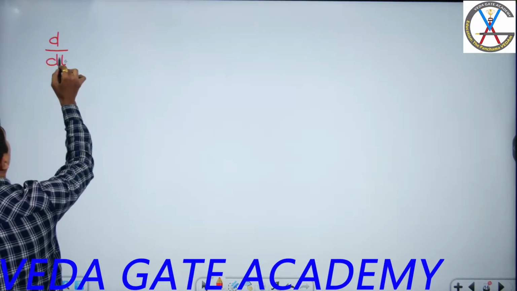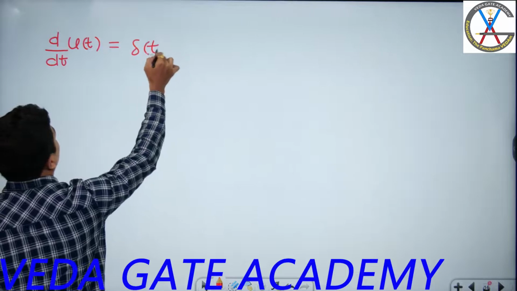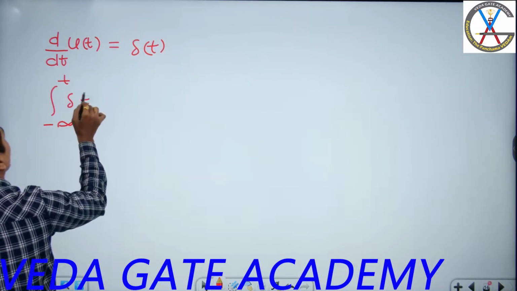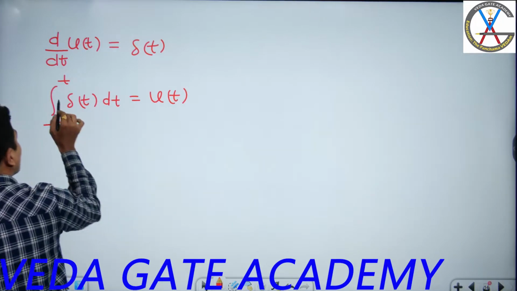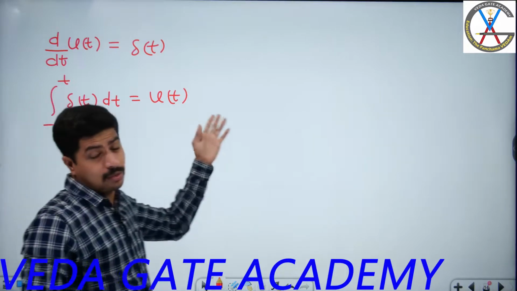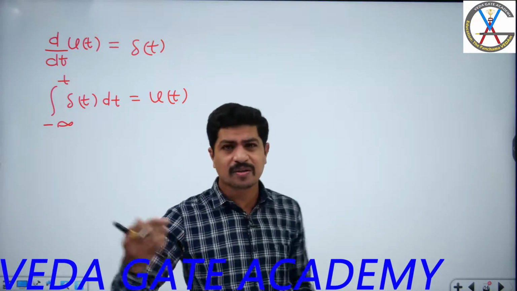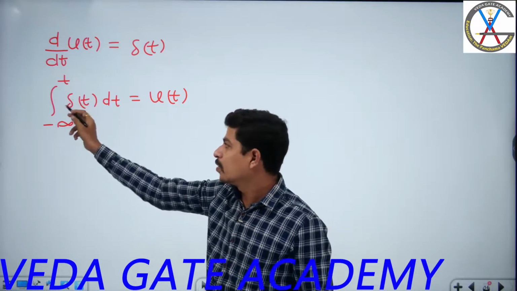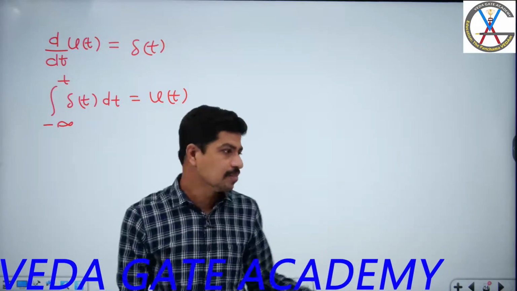Derivative of the step signal will give us the impulse signal. Yes, integration of the impulse signal will give us a step signal. If you take 2 del of t, you are going to get 2 into u of t. The magnitude is very simple: as it is a multiplication factor, height of the step or area of the impulse. If I take 2 into del of t, I get 2 into u of t. That simple it is.